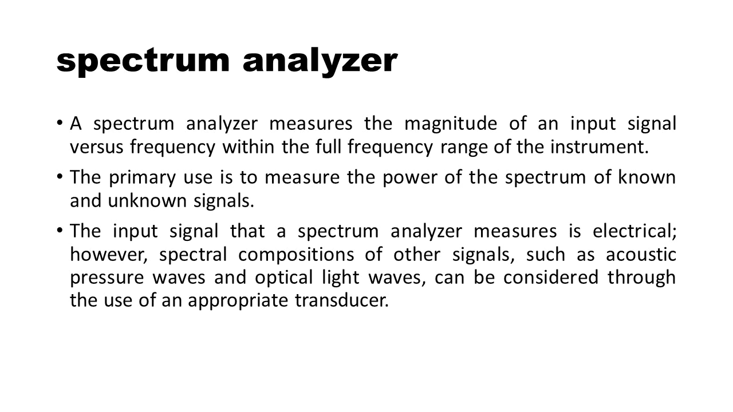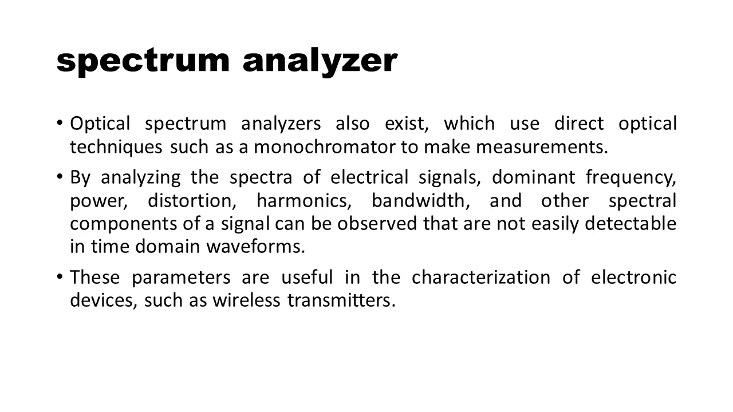The input signal that a spectrum analyzer measures is electrical. However, spectral compositions of other signals, such as acoustic pressure waves and optical light waves, can be considered through the use of an appropriate transducer. Optical spectrum analyzers also exist, which use direct optical techniques, such as a monochromator, to make measurements.